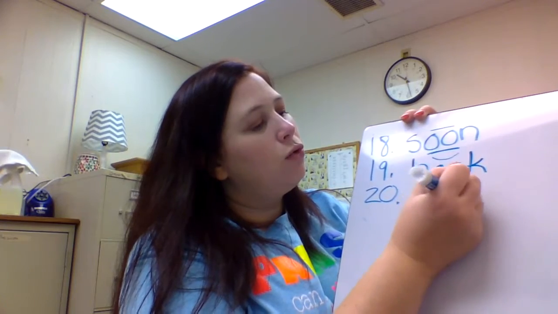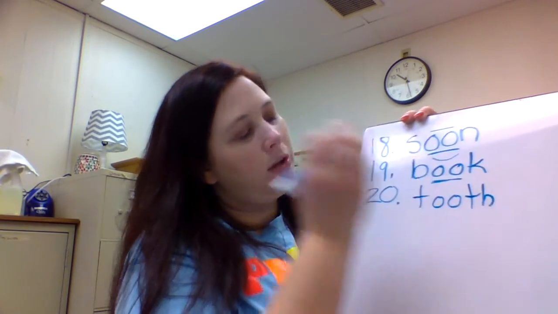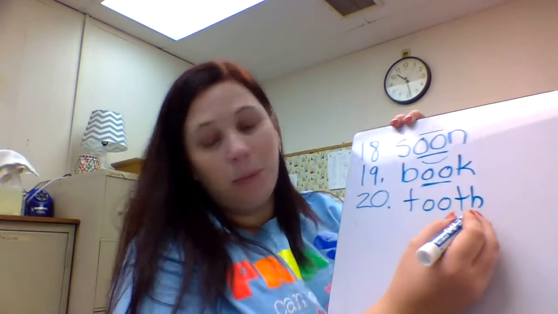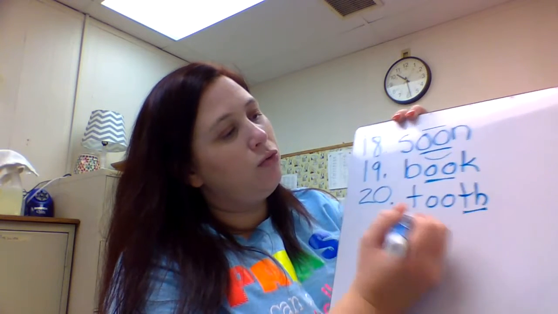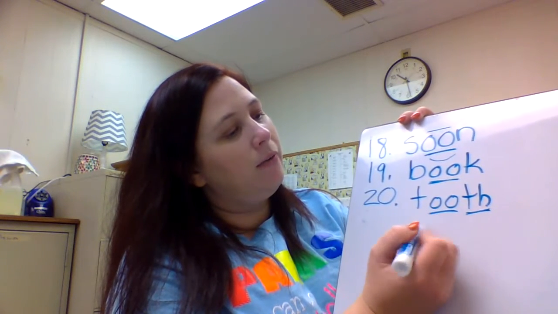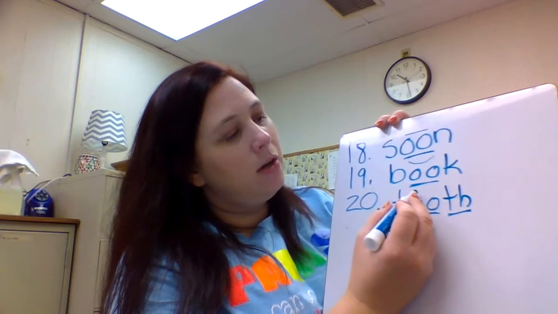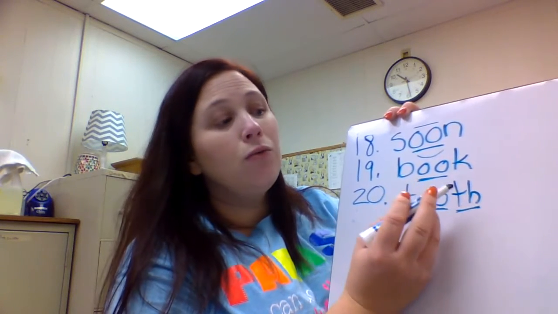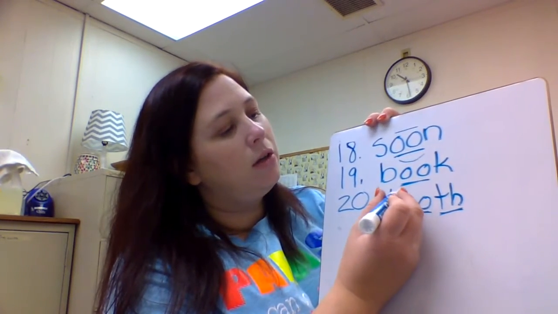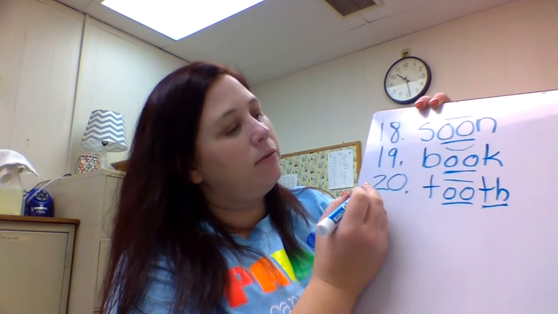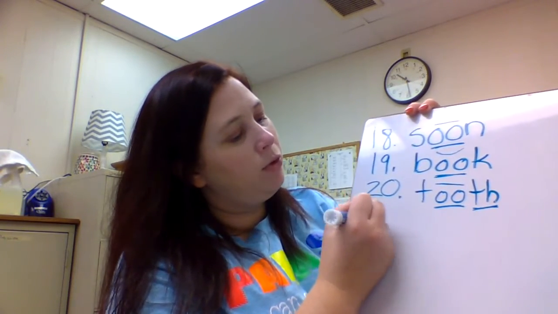Number 20, tooth. All right, well here we have the blend, th, and the digraph here. And we already talked about this, ooth. So it gets the long sound, the macron there. Number 21.